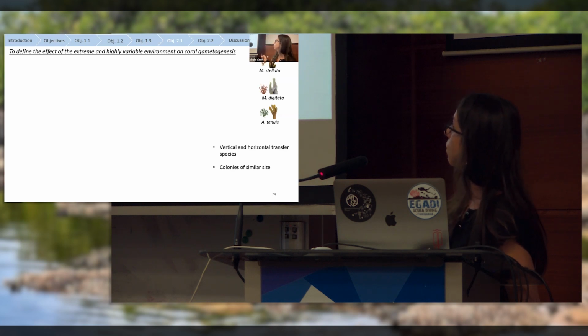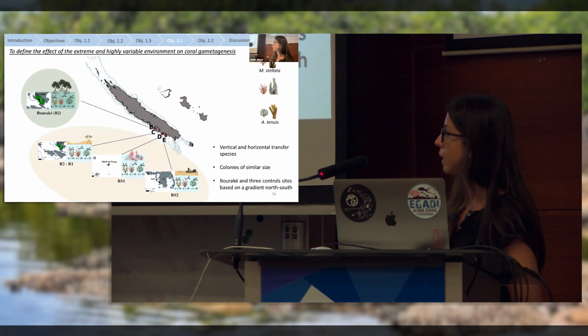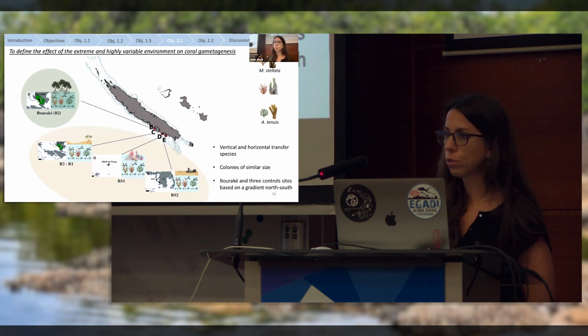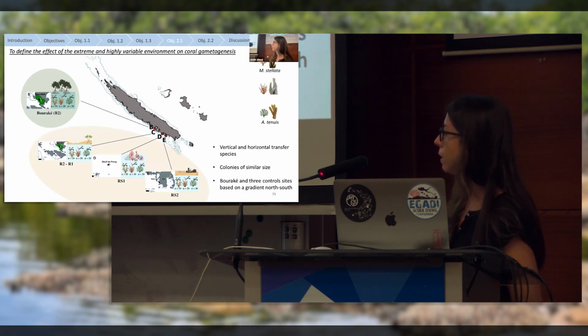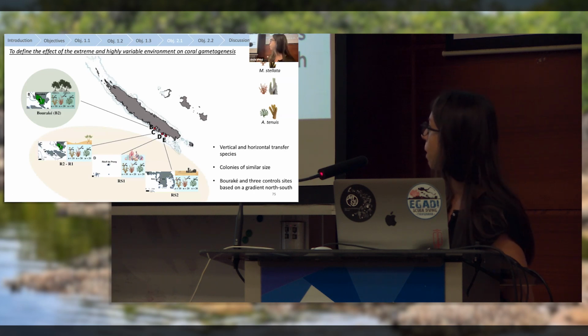For this objective, I chose 3 different species: Montipora stellata, Montipora digitata, and Acropora tenuis. Then I had my Buraké site in comparison with different reference sites. So we had an inshore site, R2 or R1, based on species presence. Then we had an offshore site in the south, RS2, and an inshore site in the south. Sorry, the other one was RS1.